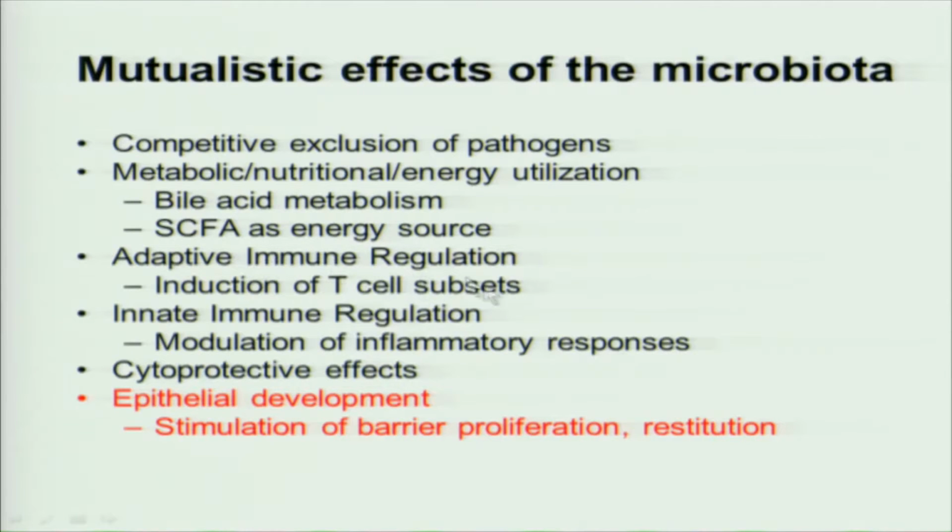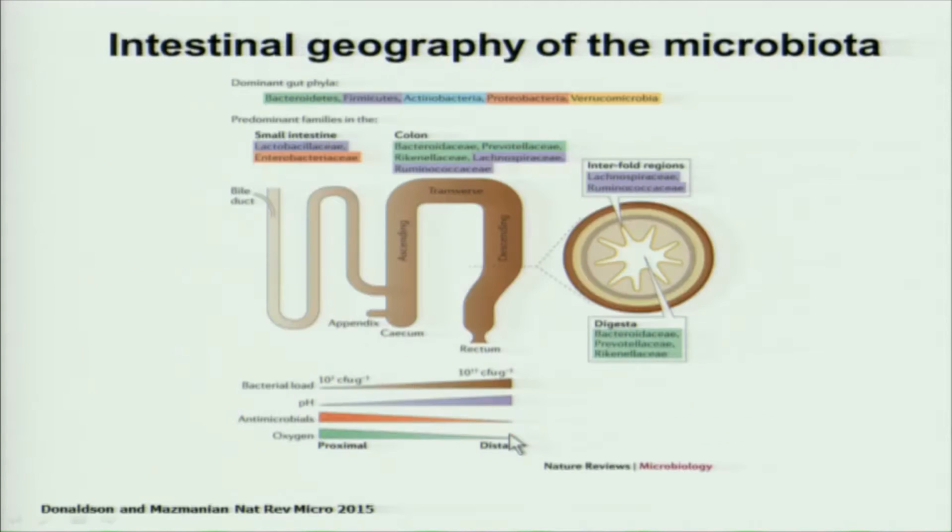Huge amount of interest in adaptive immune regulation. The segmented filamentous bacteria and their putative specific role in controlling Th17 development and all sorts of adaptive immune regulation. And areas my lab is interested in is innate immune regulation, suppression of NF-kappa B, and tolerance of inflammatory signaling. Cytoprotective effects, the ability to induce patterns of genes that render cells less susceptible to subsequent insults. And what I'll touch base on as an example is epithelial development and the stimulation of barrier proliferation and restitution. But a little bit more background on microbiota.